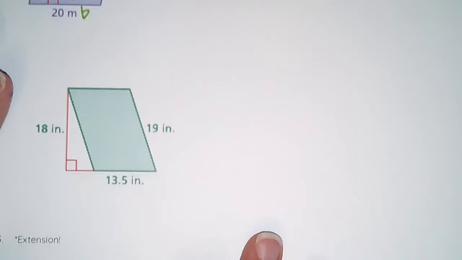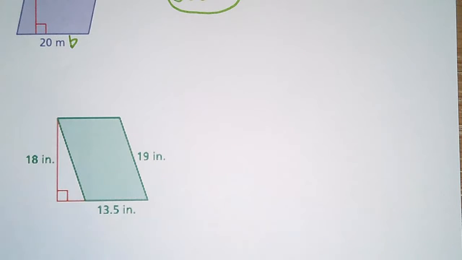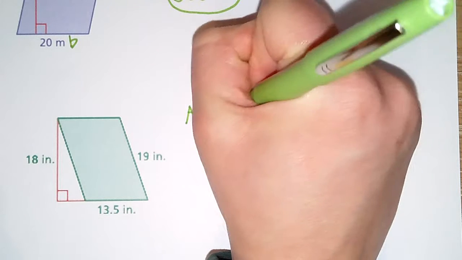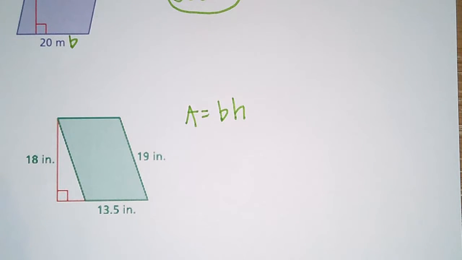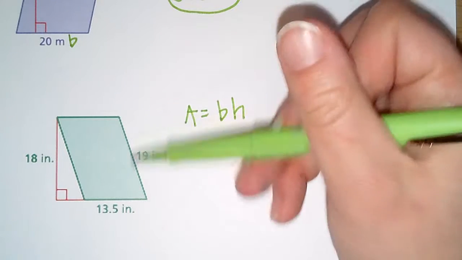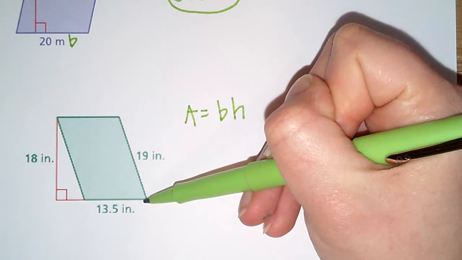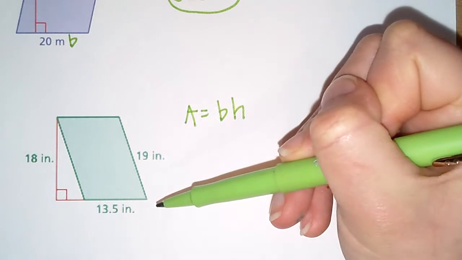I've got one more example for you, and it takes us back to what I was talking about earlier. Sometimes you are going to have multiple measurements, and we need to determine which ones are the appropriate ones to use. So I start off by saying that this is a parallelogram and always write down my formula. From here, I label my base and my height. So I take a look here and I see that there are two sides of the shape that are labeled. So 19 inches is labeled and 13 and a half inches is labeled.